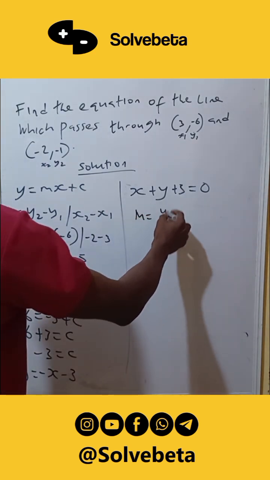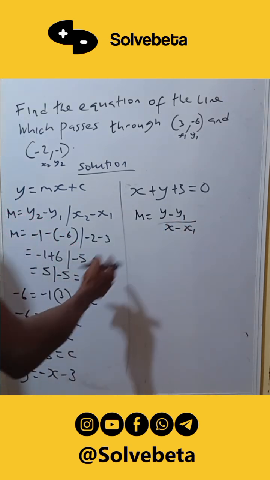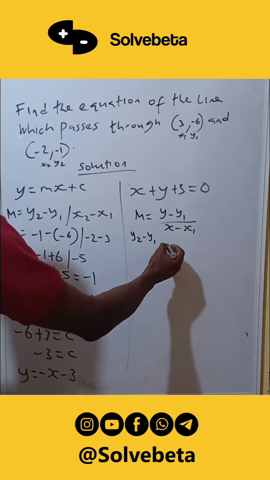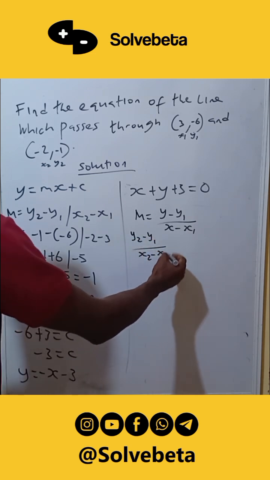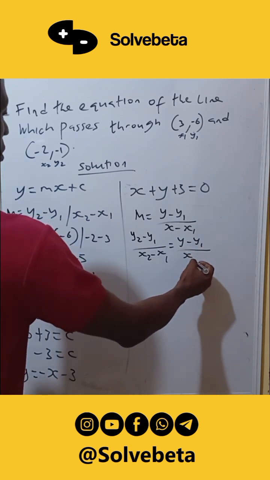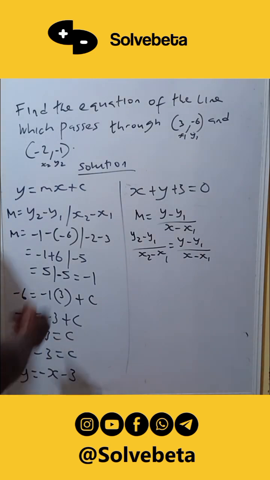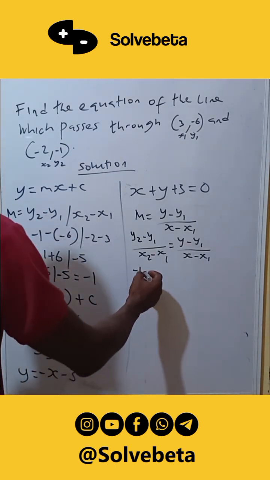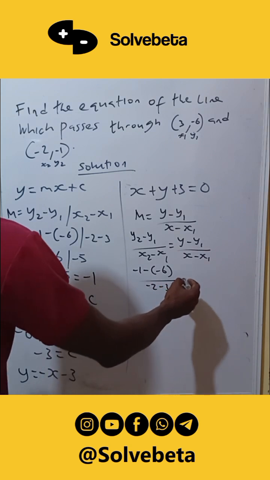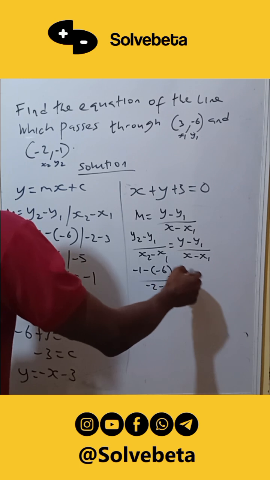So the second way to do it would be to use this formula. m is equal to y minus y1 over x minus x1. And m also is y2 minus y1 over x2 minus x1, is equal to y minus y1 over x minus x1. You can use this formula. So it's just to simply substitute: minus 1 minus minus 6, all over minus 2 minus 3, is equal to, the y and x will be left alone.